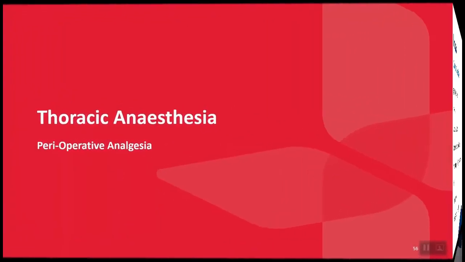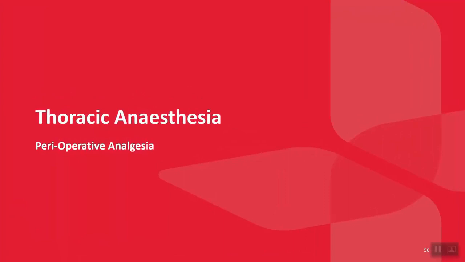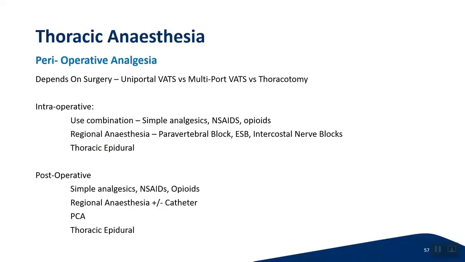In this final section we will briefly cover options for perioperative analgesia. Analgesic options depend on type and extent of surgery. Analgesic requirements for minimally invasive surgery are quite different to open approaches such as midline sternotomy or posterolateral thoracotomy. In general, patients undergoing VATS can be managed with simple analgesics, non-steroidal drugs and opioids.